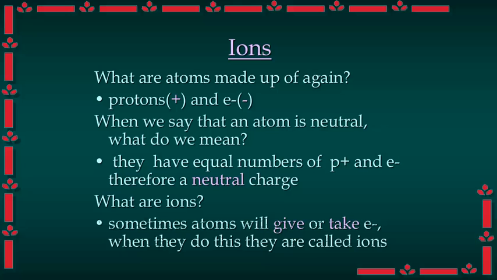So, what are ions? Ions are atoms that have either gained or lost electrons. Atoms that have either gained or lost electrons, we call them ions.